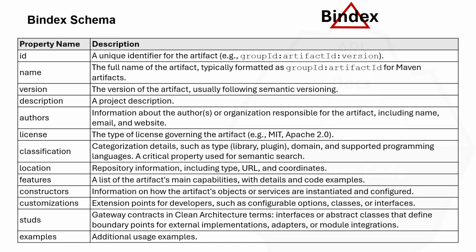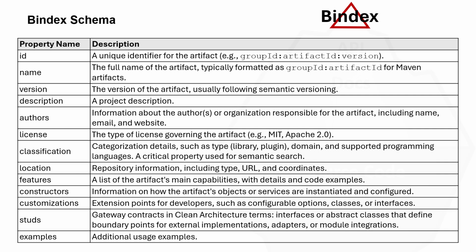To make Bindex usable across many libraries, every bindex.json follows a consistent schema. Some fields describe identity: ID, name, version, authorship, license, and location. Some fields support discovery: description and classification help AI understand what kind of library this is and when it might be relevant. But the most powerful fields are the integration fields.